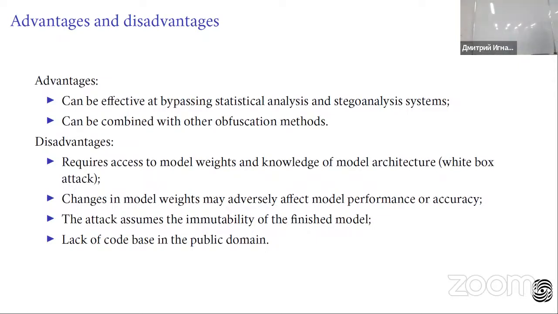Immutable because, for example, we suppose that the user will use our model right off the shelf, without training it further. Training it may break the integrity of the virus. The virus can be changed.